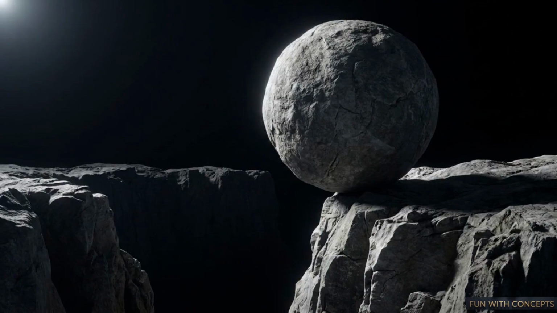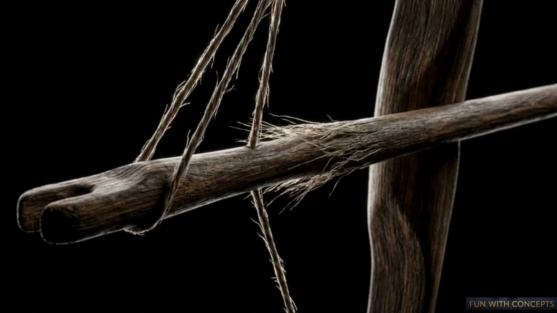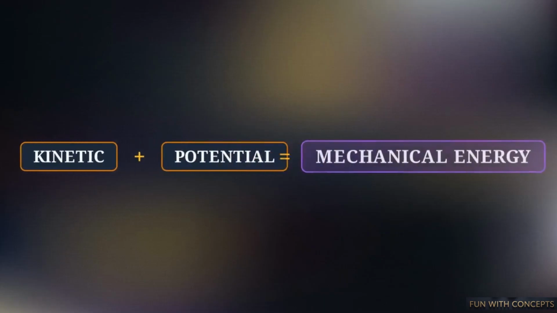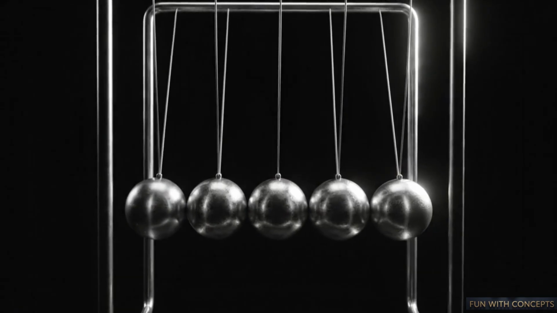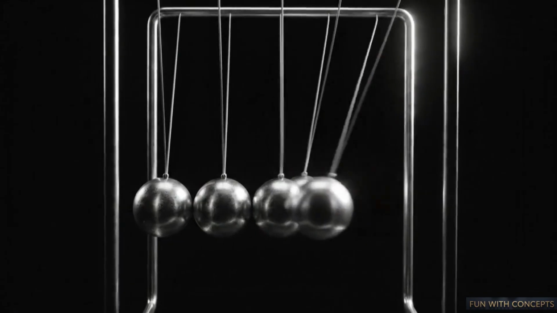Potential energy is the stored power an object holds purely due to its position or condition. A heavy book perched on a high shelf, or the tension in a drawn bowstring, both hold vast amounts of potential power waiting to be released. Combine the two and you get mechanical energy. At the macro scale, all physical action is dictated entirely by this constant interplay of position and movement.